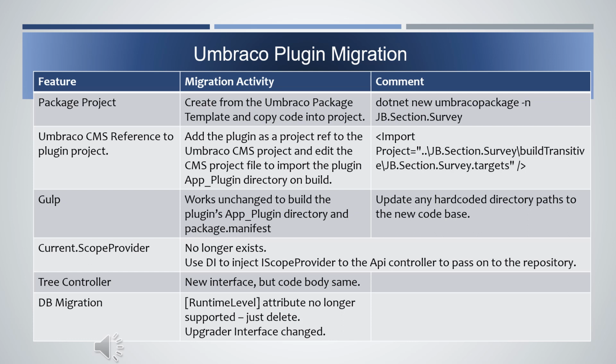The tree controller has a new interface, but essentially the same code body. The package database migration upgrader had an updated interface, but essentially the same code. The Umbraco CMS project file is edited to add an import element for the plugin, to ensure that when the CMS project builds, it pulls in the App_Plugins directory for the plugin. The plugin package manifest and its references are built using Gulp. That works the same as in the .NET Framework project.